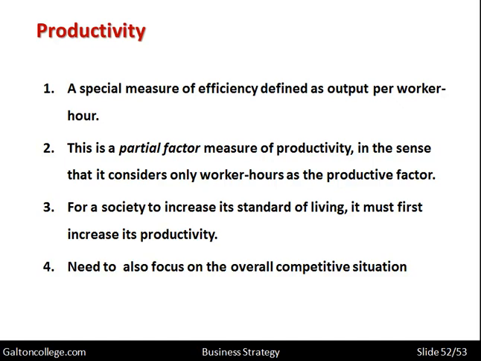Some companies have very, very high output per worker. Let's say some companies have very low output per worker. Well, we know from the language I've just used, which company is likely to succeed and which one is likely to fail.